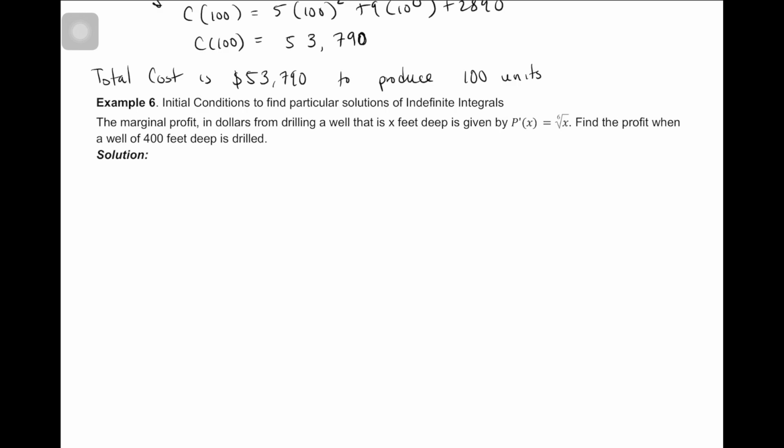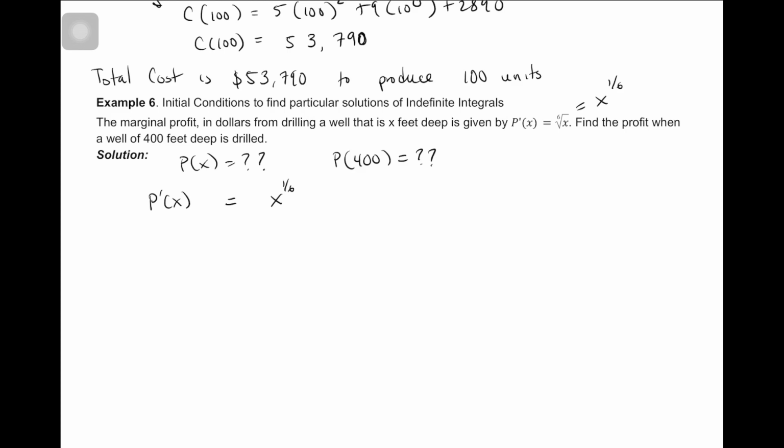Okay, so let's go ahead and do that. Our goal is to find the profit function, and then use this to find the profit for drilling a 400 feet deep well. So what are we given? We're given p prime of x, the marginal, which is the sixth root. Can we say that this is the same as x to the 1/6, if we write this in power form?